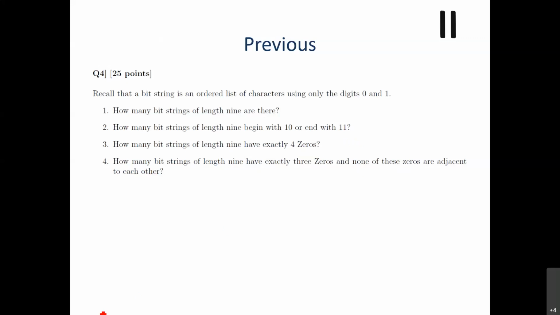Okay, let's do this. First one, hope you got that. How many bit strings of length 9 are there? Bit string, so we already said, and they even said it, it's either 0 or 1 as a digit. You have 9 spots. For each spot, you have 2 possibilities. It's either 0 or 1. So that's going to be 2 power 9.